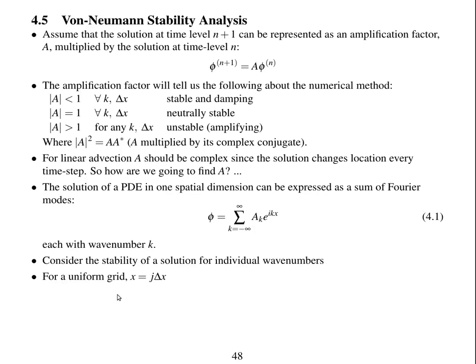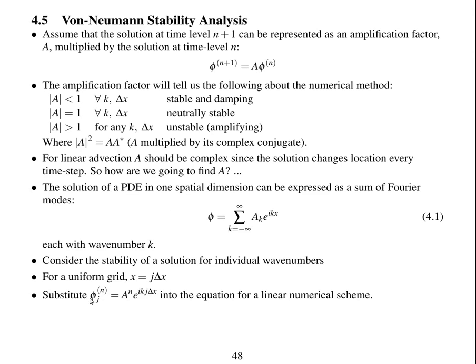We're going to assume that we have a uniform grid, so that x is equal to j multiplied by delta x. So j is the position number in space and delta x is the grid spacing. We're now going to represent phi at position j, time level n, as A to the power n, e to the power i k j delta x. So instead of x here we've got j delta x, and because we're at time level n, and we're assuming that phi n plus 1 is equal to A times phi n, phi at time level n is equal to A to the power n because we've multiplied by A n times.